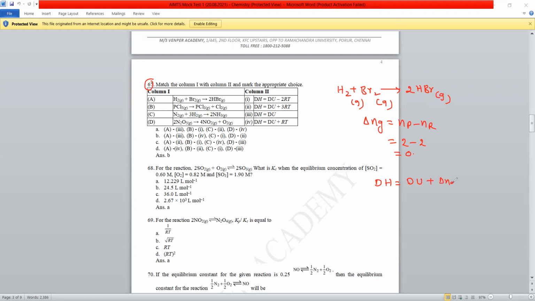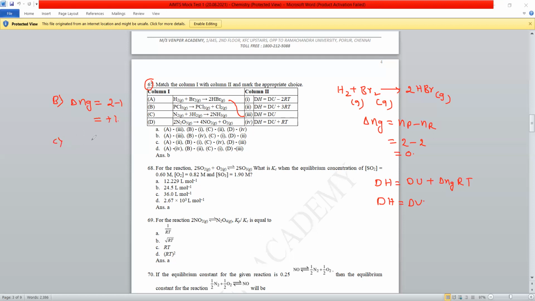plus delta Ng RT. This is the formula. So delta Ng RT is 0, which means delta H equals delta U. So apply the same method here, students. In all the cases you will get the answer the same way, by finding Np minus Nr. In option B, what is the delta Ng value? Delta Ng in option B is 2 minus 1, so plus 1.